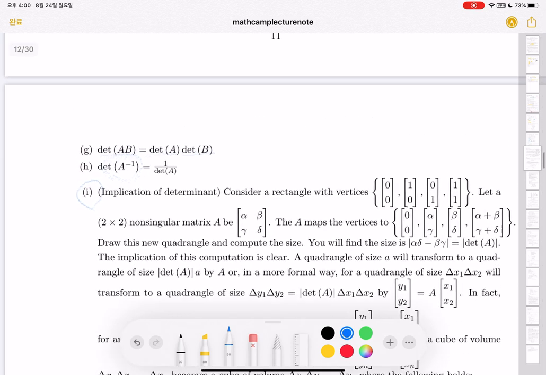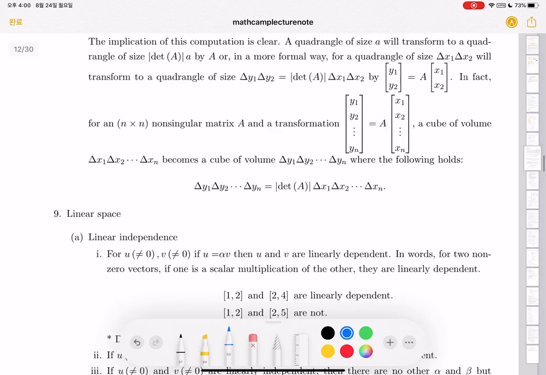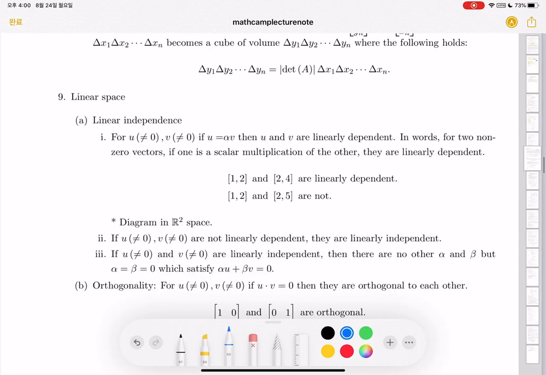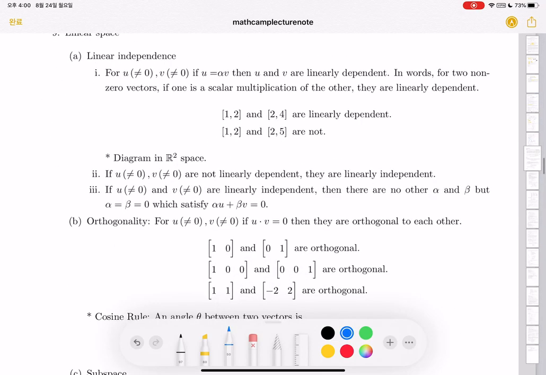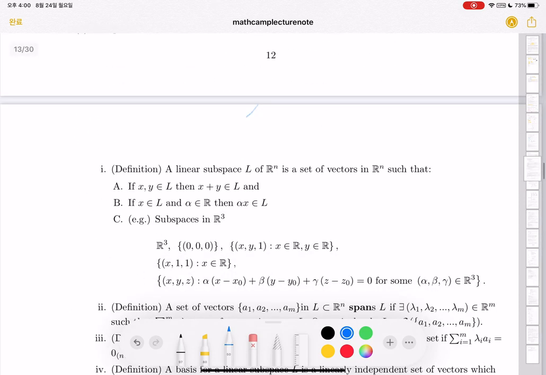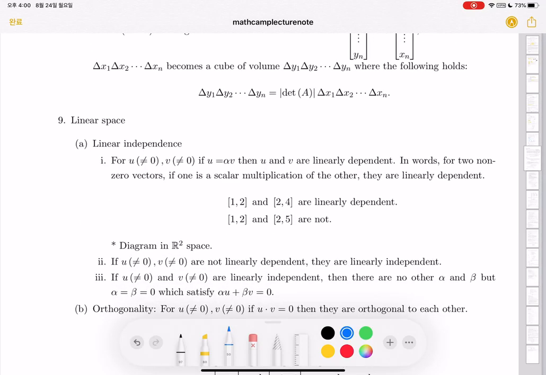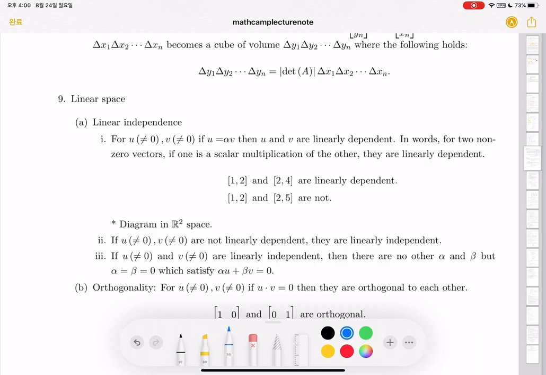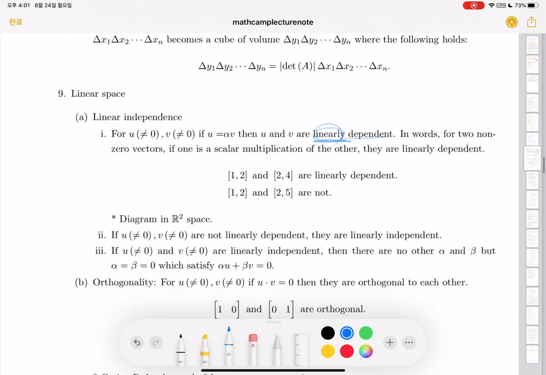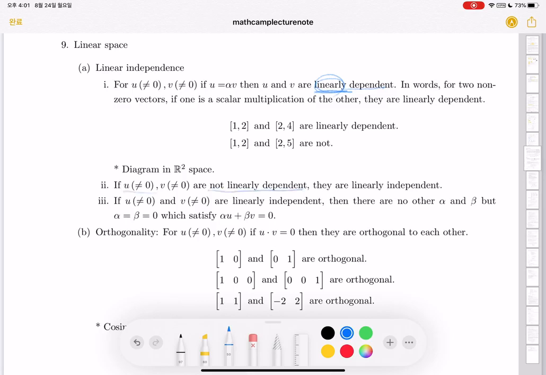Okay. What else? Linear space. Two vectors are linearly dependent when one is a scalar multiple of the other. When two vectors are not linearly dependent, they are linearly independent.